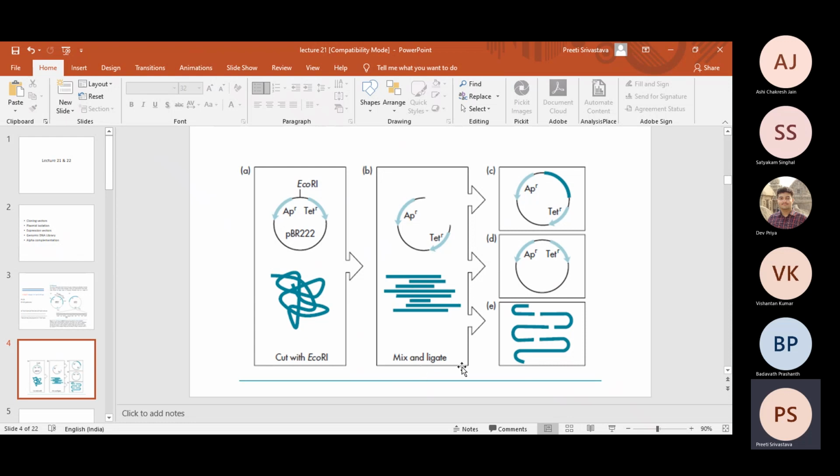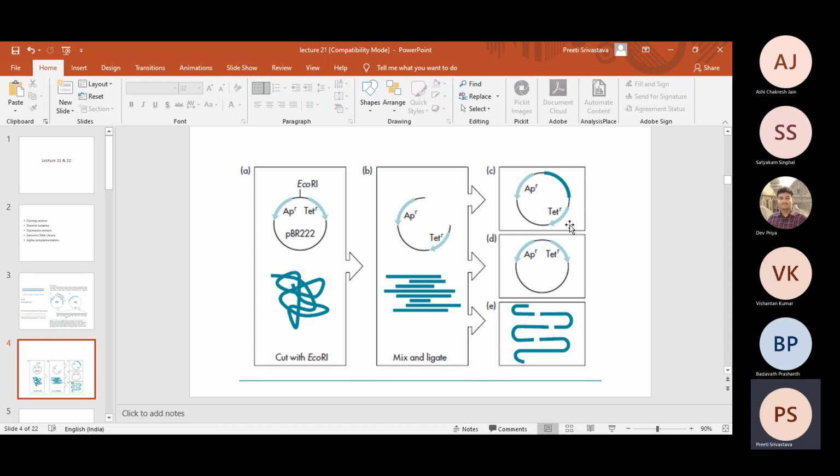You mix and ligate, you get three kinds of populations. One where genomic DNA has self-ligated. That means the EcoRI digested fragments have ligated by themselves. Possibility 2, that pBR322 digested with EcoRI will again join back, which is shown in D. And possibility 3, where the EcoRI digested vector has ligated with EcoRI digested genomic DNA fragment, which is shown in C. And it is C which is the desired one.